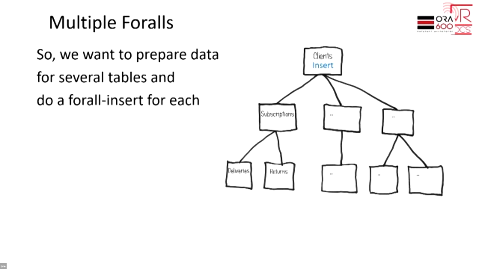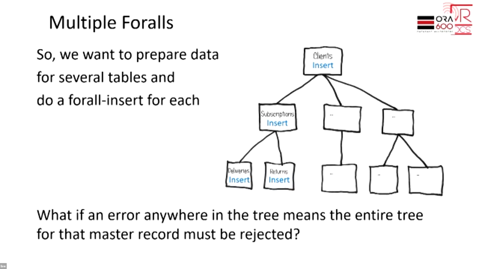So if we insert a client and a subscription and a delivery, and then we go to the returns and something happens, then we need to clean up everything that we already did when we ran into this problem with the returns. Now, how are we going to do that? This one, that one, and that one.